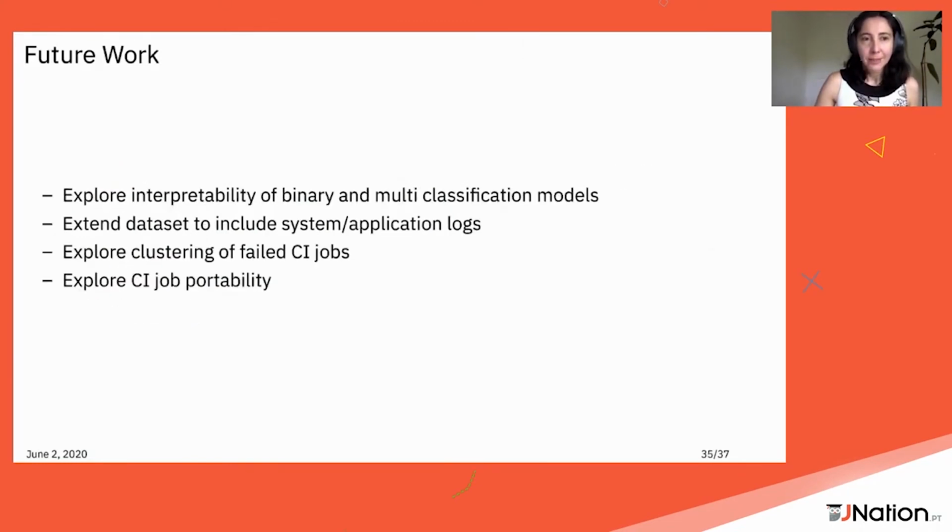So as future work, we started exploring the interpretability of our binary and multiple classification models. We saw already that for binary models, there are some time frames where there is a huge contribution to the prediction. So this is a topic we want to further explore.